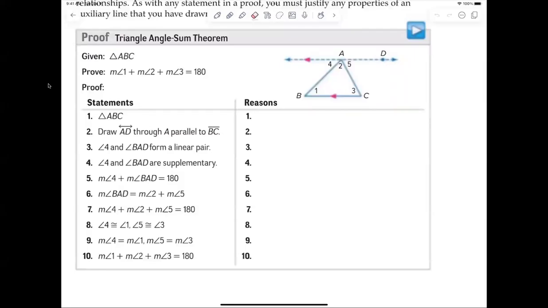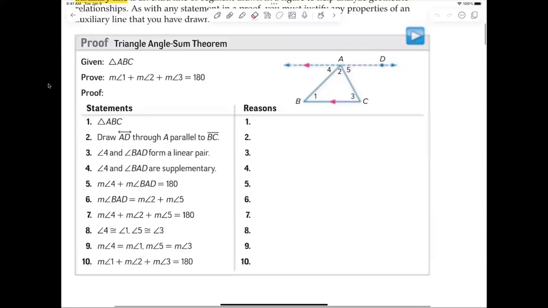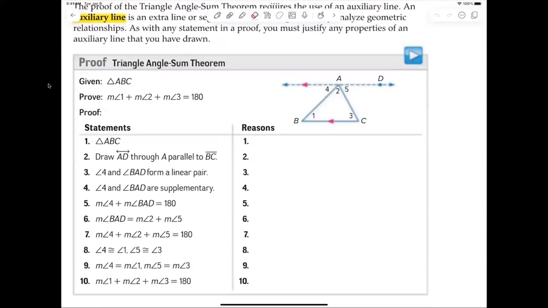All right, so number one here, proving the triangle sum theorem. First, triangle ABC is just what? Given. All right. So give yourself 10%. All right, given.